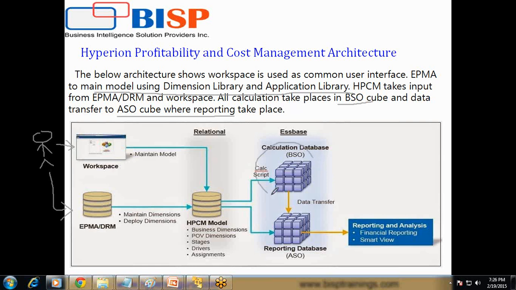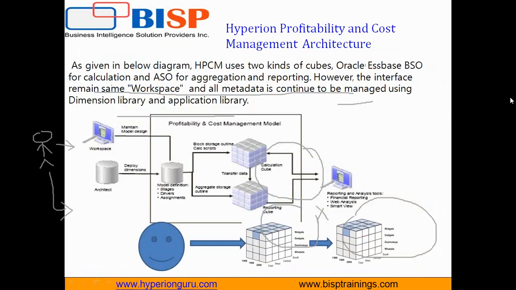All calculation takes place in BSO. The architecture is pretty interesting: all calculation takes place in the BSO cube, and all data is transferred to the ASO cube for reporting. So we have a reporting cube and a data calculation cube. Finally, when you prepare your report through Smart View or Financial Reporting, you refer to your ASO cube. I'm going to show you this architecture after this slide. I'll show you live in my HPCM application. I'll take you to my HPCM application and show you there.